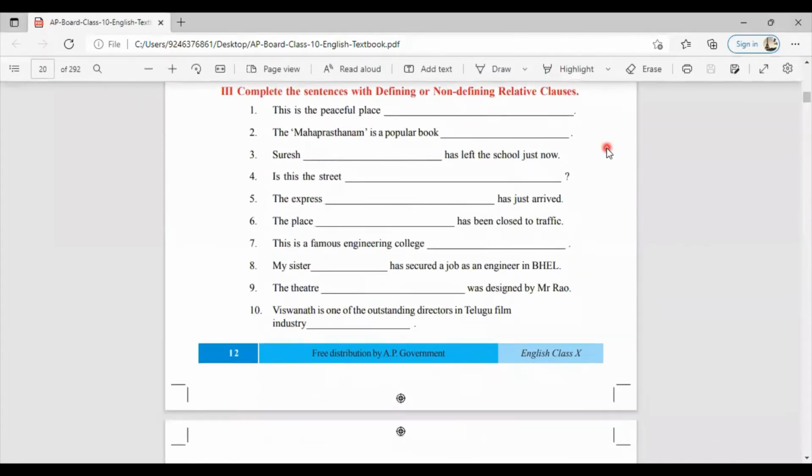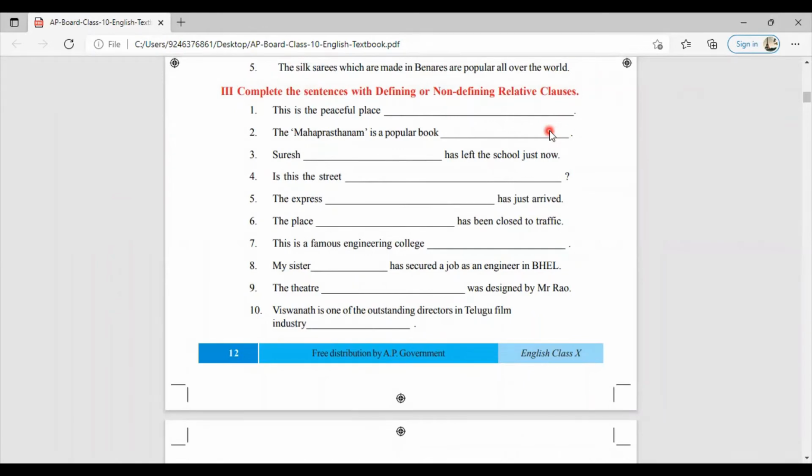Next, let us move forward with the next part. Complete the sentences using defining or non-defining clauses. You can use anything as per your convenience, but it should be a correct one and have some meaning. "This is a peaceful place, dash." So I can say this is a peaceful place that is liked by everyone, or this is a peaceful place where I sit every day. Right. Next, "Mahaprasthanam is a popular book which I bought in Hyderabad," or which I bought from New Delhi. Wherever you want, you can mention.